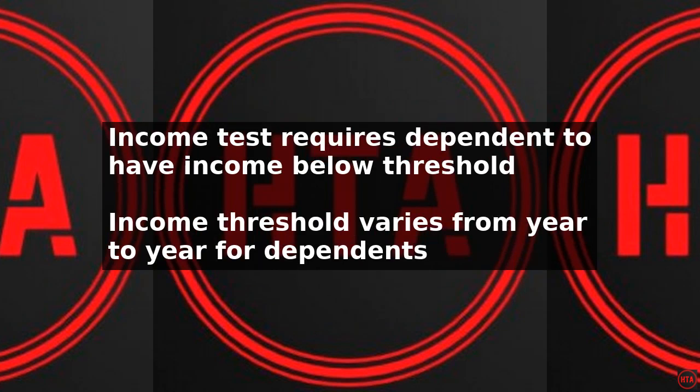For example, if a taxpayer has a child who is under the age of 19 and lives with them for the entire year, that child would qualify as a dependent. The taxpayer could claim the child as a dependent on their tax return and potentially receive a tax deduction or credit.